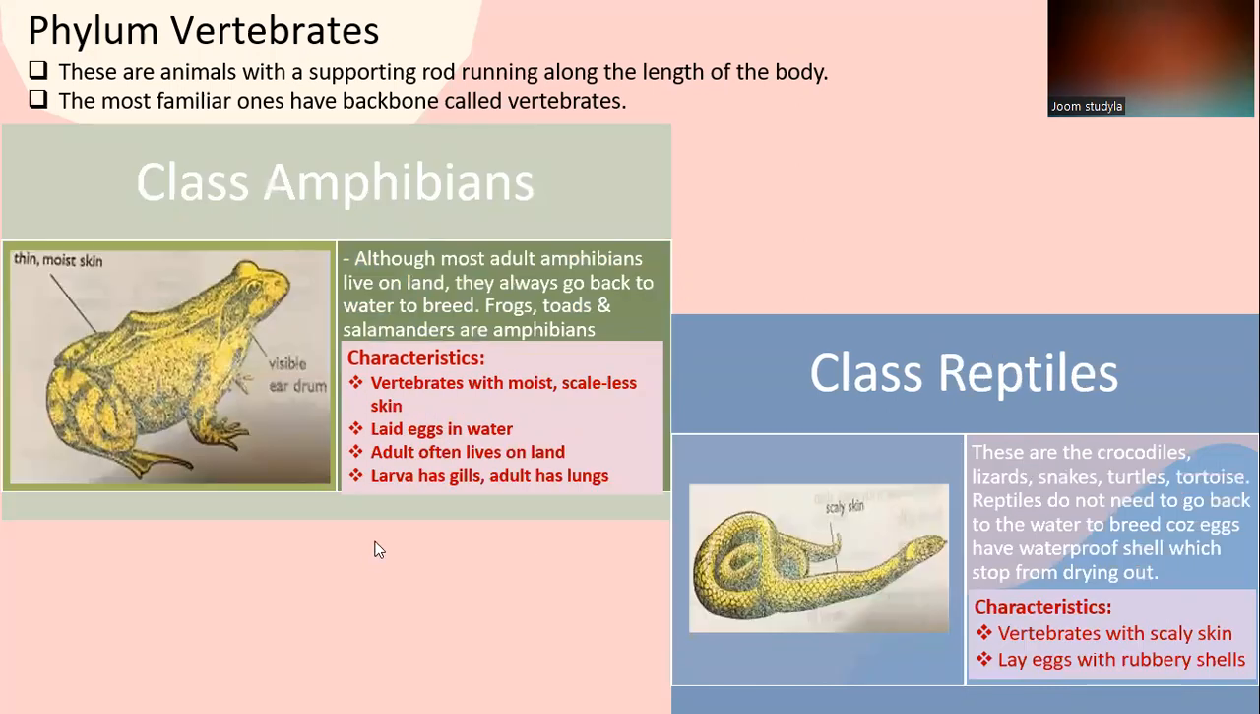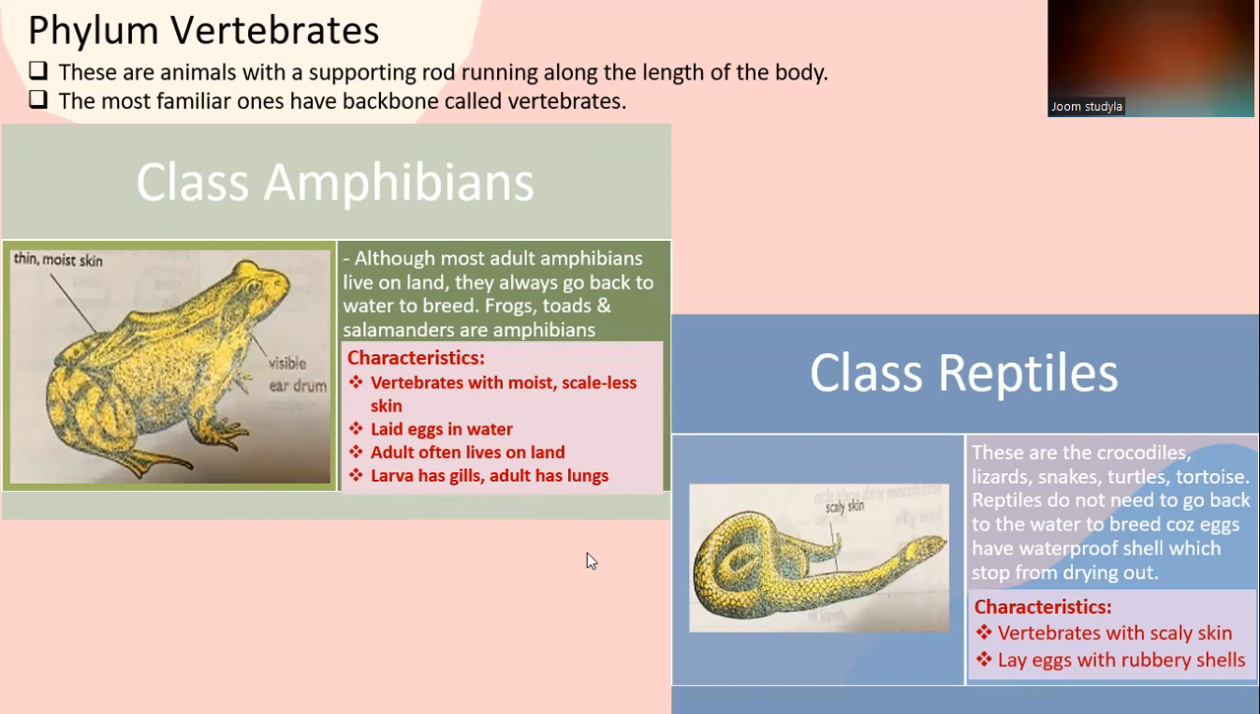Okay, let's look under the category of class amphibian. The example given here is a frog. Although most adult amphibians live on land, they always go back to water to breed. Frogs, toads, and salamanders are all amphibians. The characteristics: vertebrates with thin, moist, scaleless skin, lay eggs in water. Adults often live on land, like the frog. Larva has gills, adult has lungs.